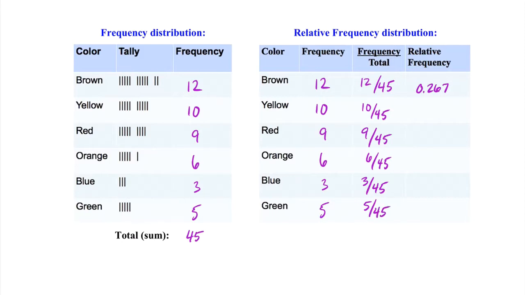Doing the calculations and rounding to 3 decimals this time, we're going to end up with relative frequency of yellow M&Ms to be 0.222. We end up with a 0.2 for red, but we're going to call that 0.200, just to show the reader that we're still staying at 3 decimals. We didn't just decide to round to 1 decimal place. For orange, we end up with 0.133. For blue, we end up with 0.067. And for green, we end up with 0.111.